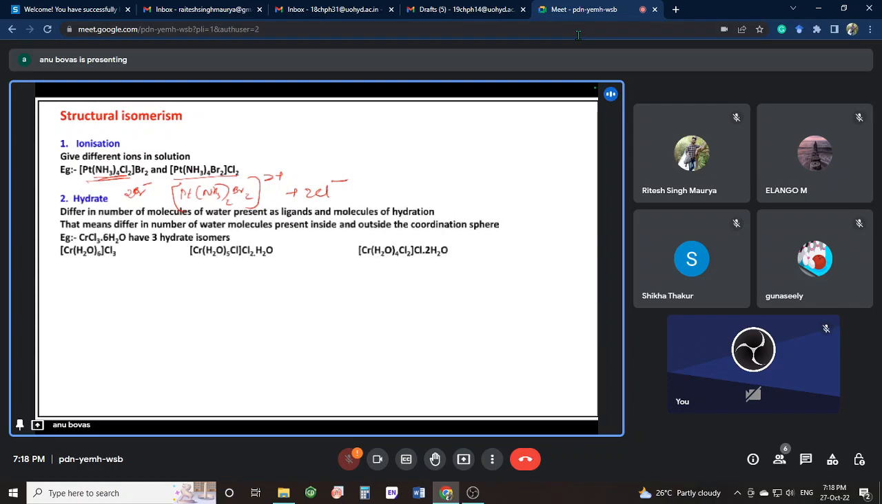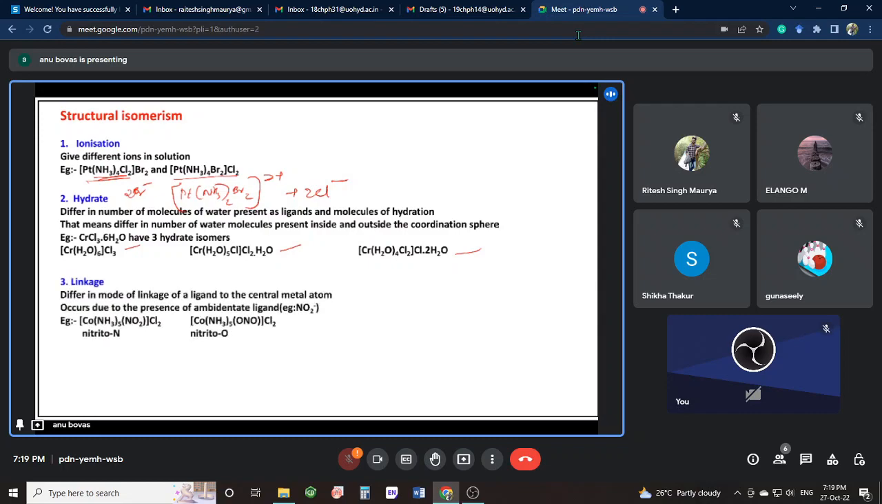Now, the next one is hydrate isomerism. If you consider a particular coordination compound, water can exist in two forms, either as a ligand, inside the coordination sphere, or as water of hydration, outside the coordination sphere. From the name itself, hydrate indicates water. So water can be either inside or outside, and based on that we get hydrate isomerism. An example is given here, CrCl3.6H2O. All these three complexes have the same molecular formula, but the number of water molecules existing as water of hydration is 0 in the first case, 1 in the second case, and 2 in the third case. So these are called hydrate isomers.